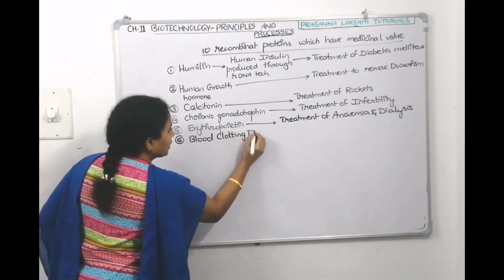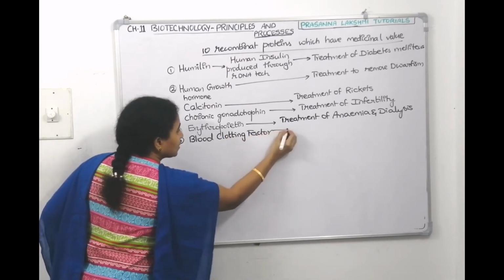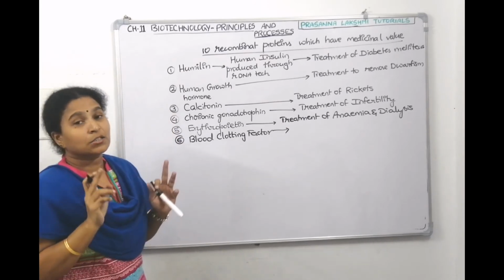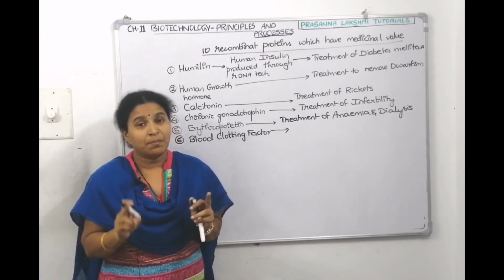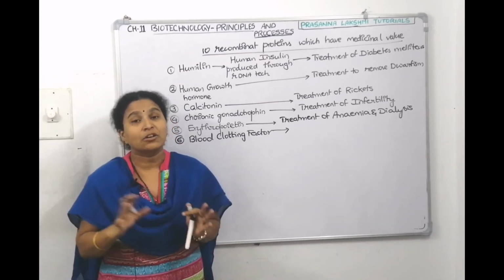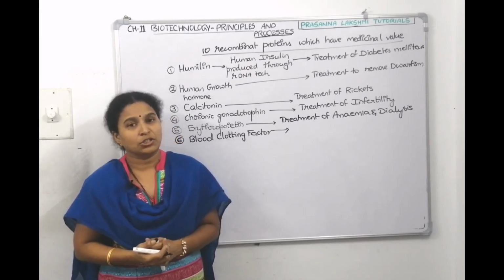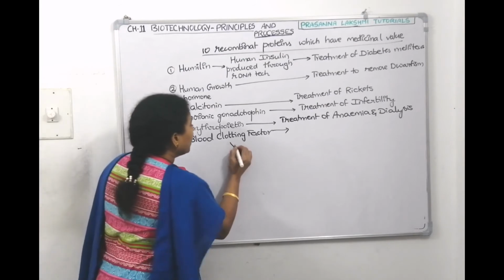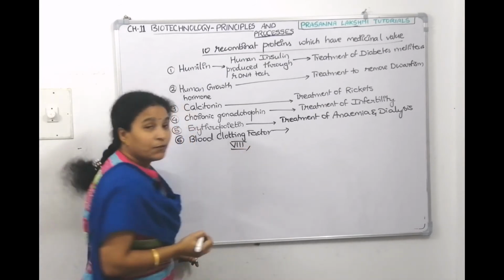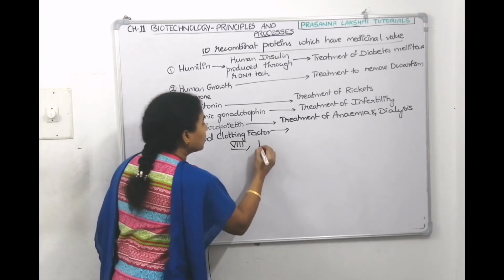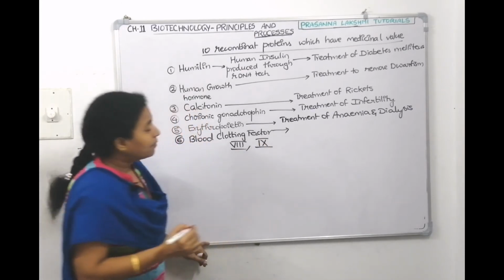Blood clotting factors are also proteins. If these factors are not there, it leads to hemophilia. Blood will not clot, right? It might even lead to death also. Blood clotting factors are also produced biotechnologically. Specifically, blood clotting factor 8 causes hemophilia A, and blood clotting factor 9 causes hemophilia B.